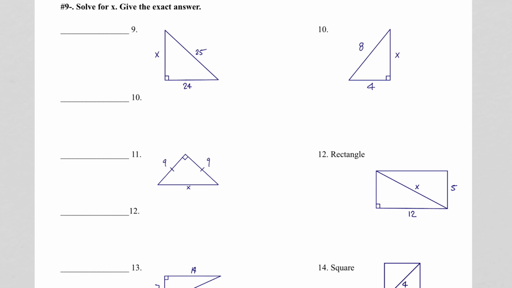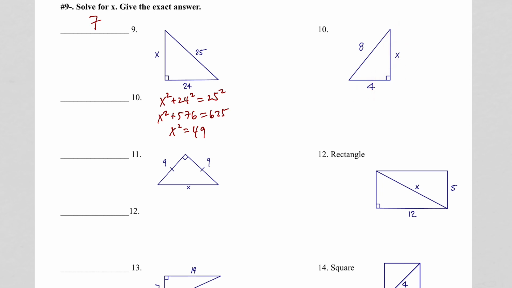I'm going to say x squared plus 24 squared is equal to 25 squared. And I'll get a calculator out. 24 squared is 576. Oops, what did I just do? 25 squared is 625. So that means x squared is equal to 625 minus 576, which is 49. So x is equal to 7.